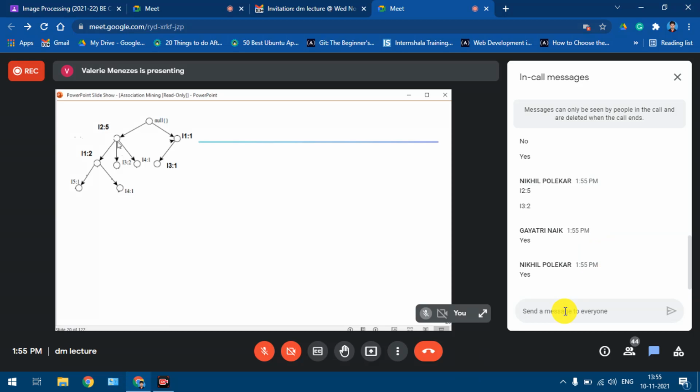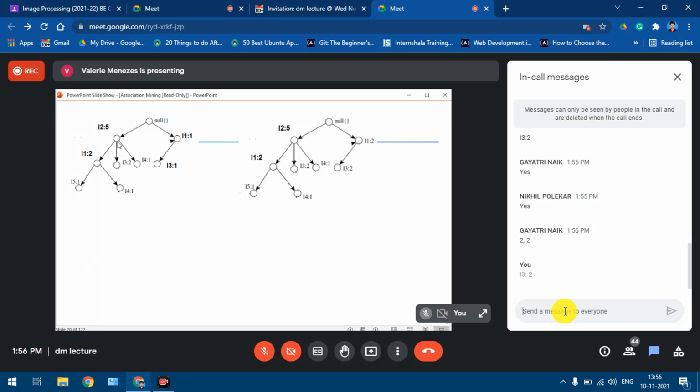Okay, so what will be the count, students? Okay, fine. So this will be the count. I1, I3 will be 2, 2. So these two counts are updated.